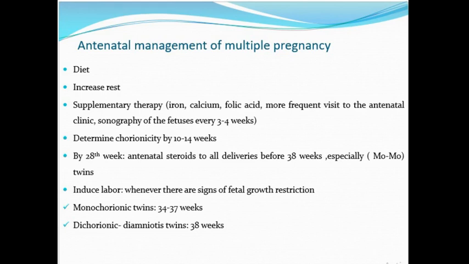Now, it is advisable to induce labor whenever there are signs of fetal growth restriction. By the 34th to 37th week of gestation, you may induce labor in the monochorionic twin, and also by the 38th week of gestation, you may induce labor in the dichorionic and the diamniotic twin. In all these cases, you have to assess the fetal lung maturity and give steroids accordingly.